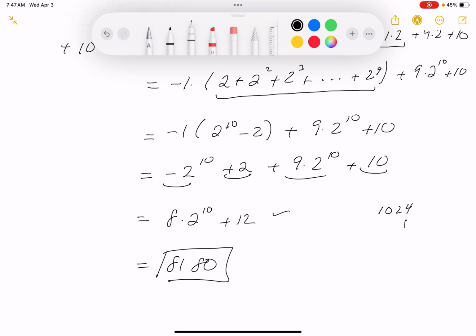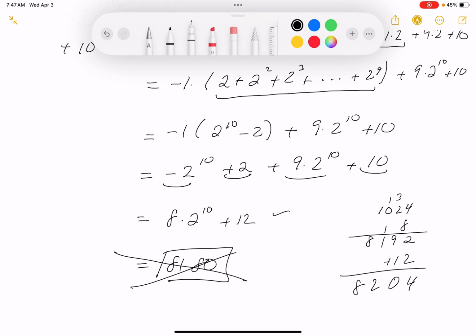So that's 1,024 times 8. 8 times 4 is 32. 19. Oh, you know what? I subtracted. Now I'm seeing it. It's plus 12. I subtracted 12. This is incorrect. Let's put this down. I'm adding 12 to it. 8204. All right? So let me go back over that again.